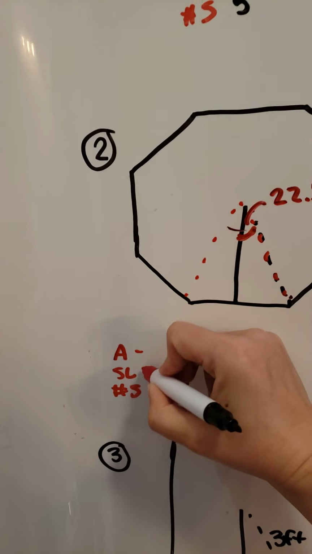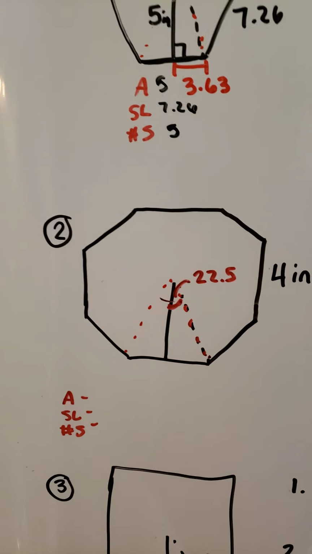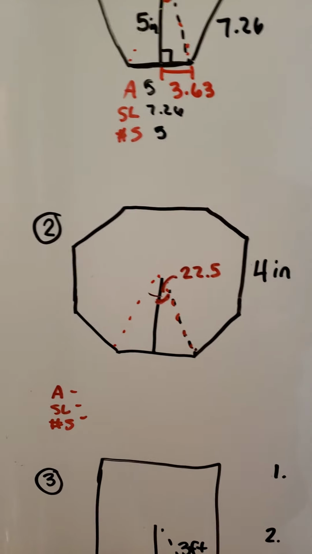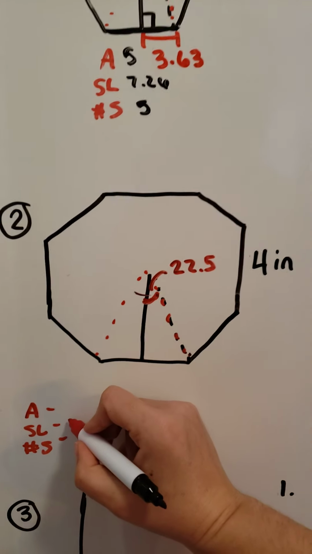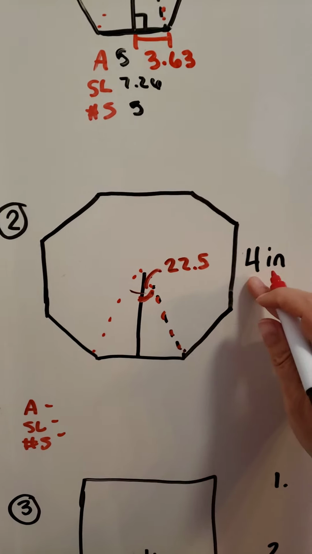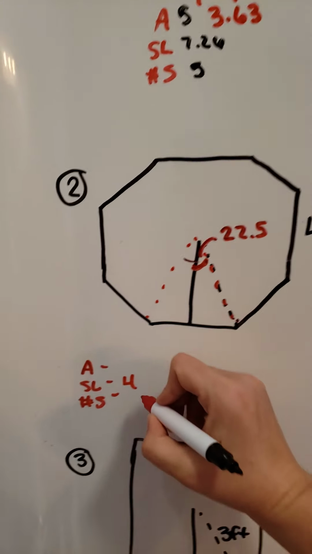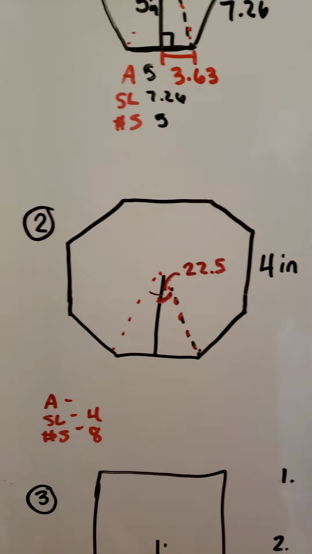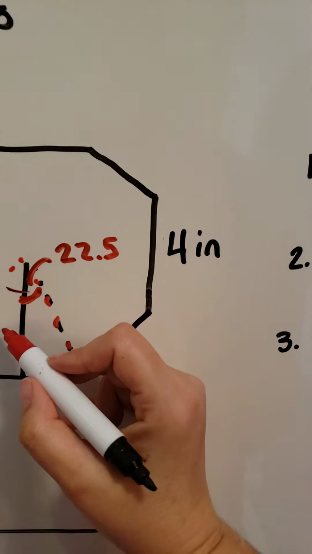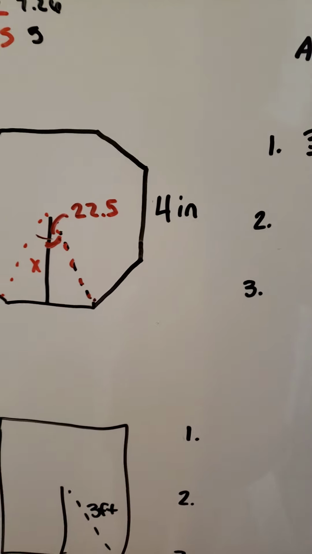Do I know the apothem? No, I do not. Do I know the side length? Yeah, I do. What is it? 4, because if this is 4, so's this, so's this. So I'm going to put 4 here. And then we said we had 8 sides. So you know those values. So I need my apothem, right? I need this guy right here.